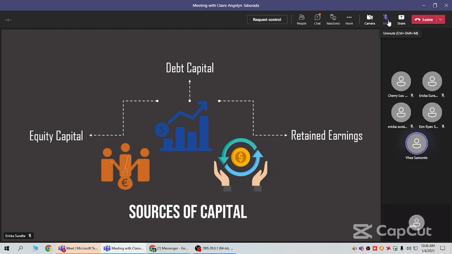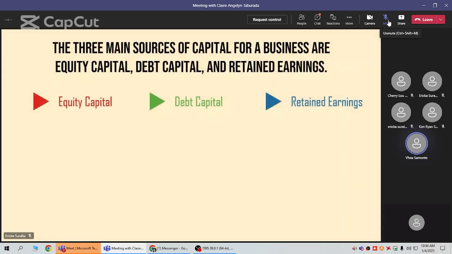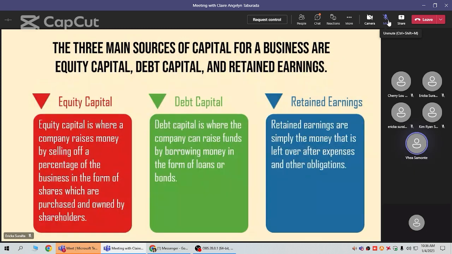Okay. The sources of capital are equity capital, debt capital, and retained earnings. Equity capital is where a company raises money by selling off a percentage of the business in the form of shares which are purchased and owned by shareholders. Debt capital is where the company can raise funds by borrowing money in the form of loans and bonds. Retained earnings are simply the money that is left over after expenses and other obligations.